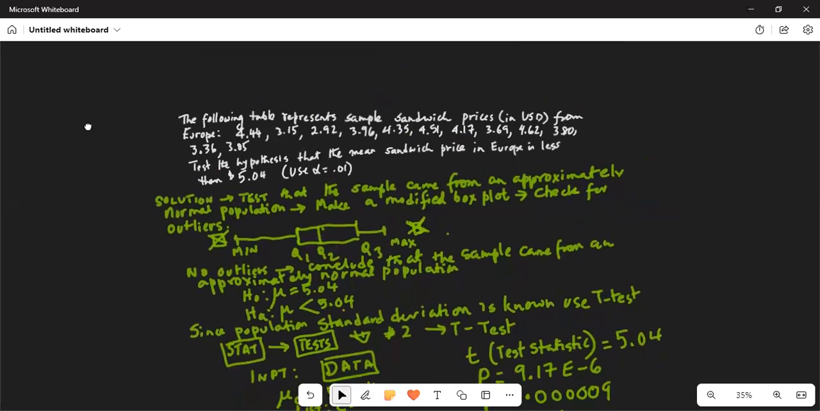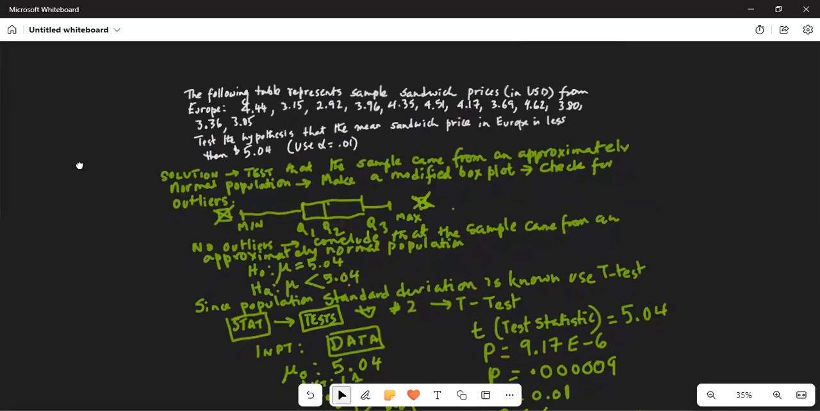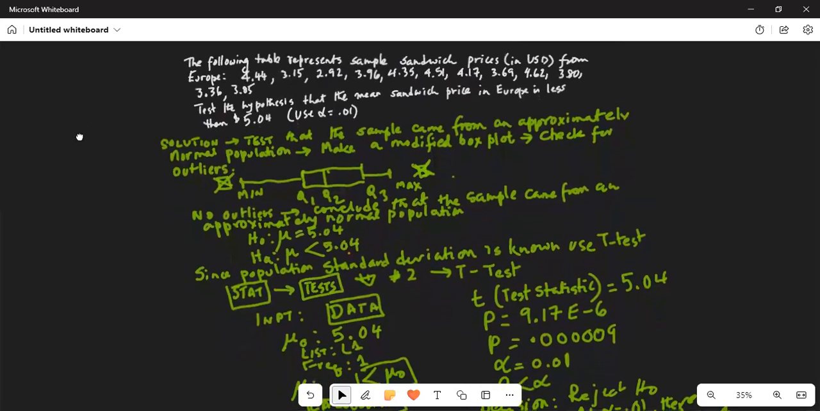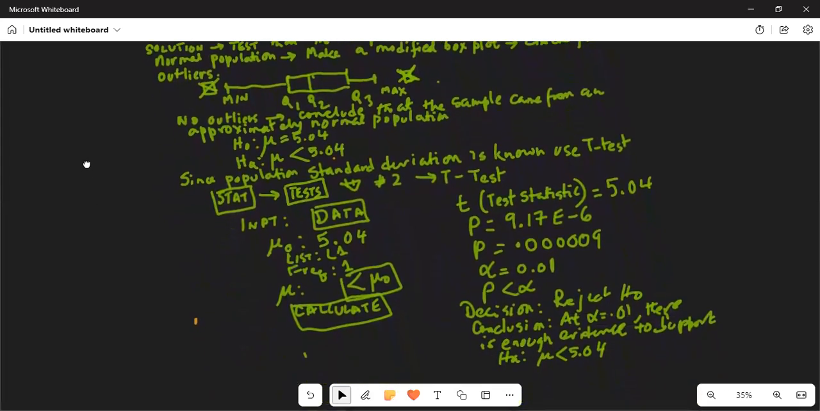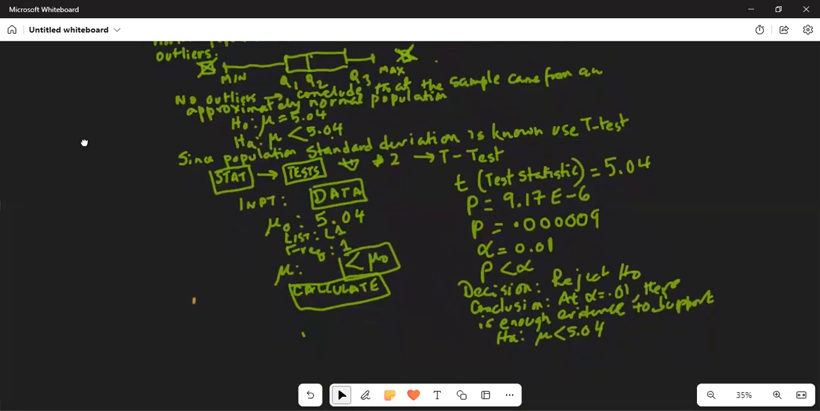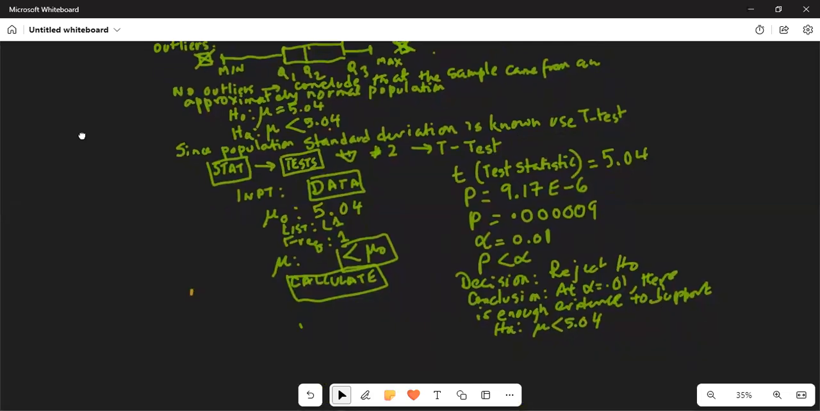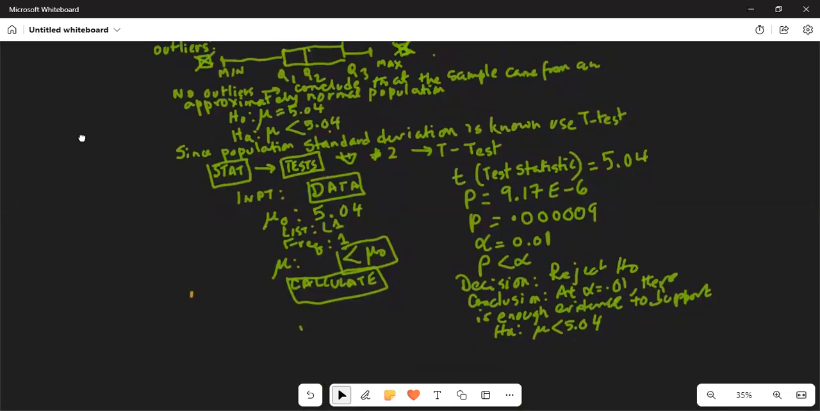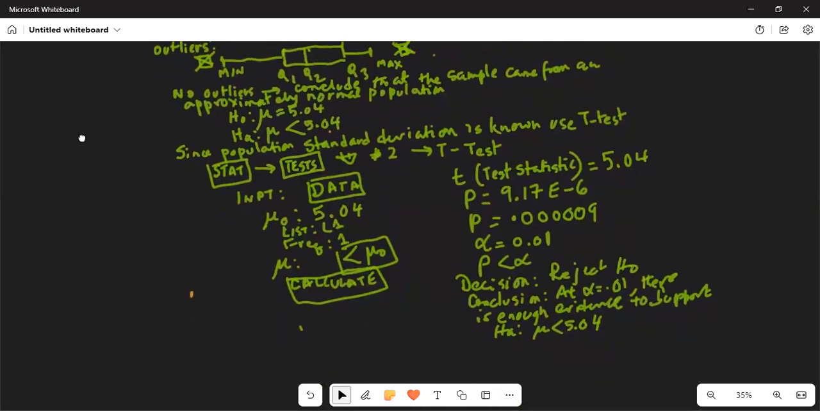So we were given a table of data. We first proved that the sample came from a normal population. Then we tested the alternate hypothesis mu less than 5.04. We entered the data in L1 and we went for a t-test. Why did we go for a t-test? Because we do not know the population standard deviation. So after inputting the data, the null hypothesis mu0 is 5.04, and we are testing for the left tail test, mu less than mu0, and we calculate the test statistic, which is 5.04.